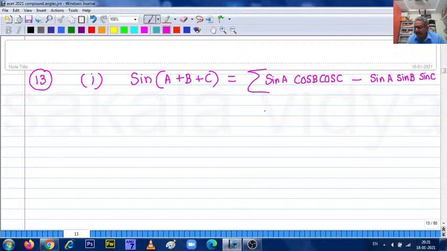Don't worry, I will explain about the sigma also. Second one, cos of A plus B plus C formula. Cos of A plus B plus C formula also you need to remember.